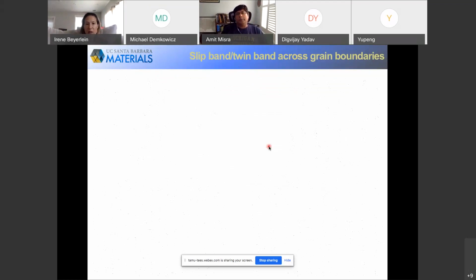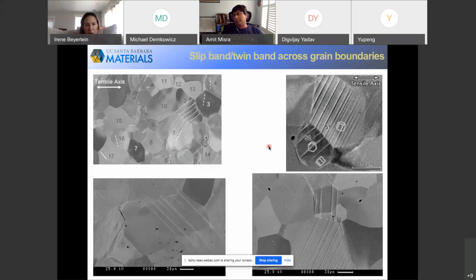Are there other areas where the authors also saw similar slip twin interactions? Here you have another grain that has been identified and verified to have {10-12} twins, and then in the neighboring grain, it has triggered slip bands on a particular slip system. Here is another example. These are twins in this grain, and we see a nice, well-defined set of slip bands.